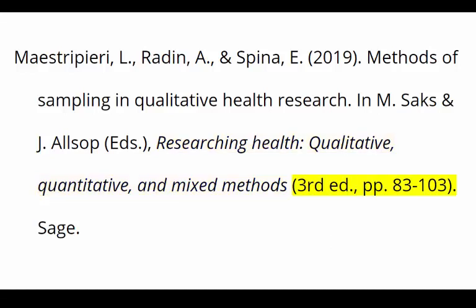Just like with a book, if there are multiple editions, you include which edition you used, but you also add the page range of the chapter in those parentheses, labeled with a PP period. Last but not least, the publisher name, again leaving off all of those superfluous words, and ending it all with a period.